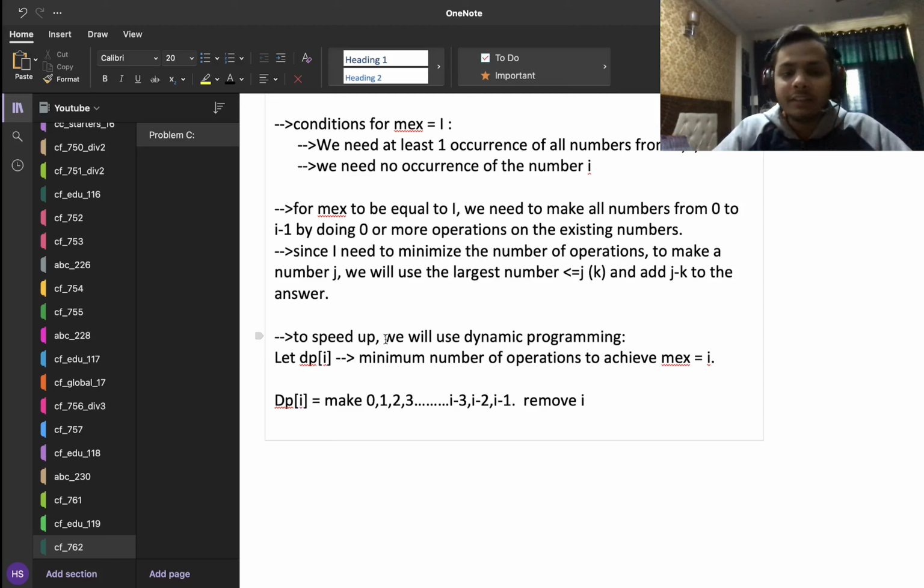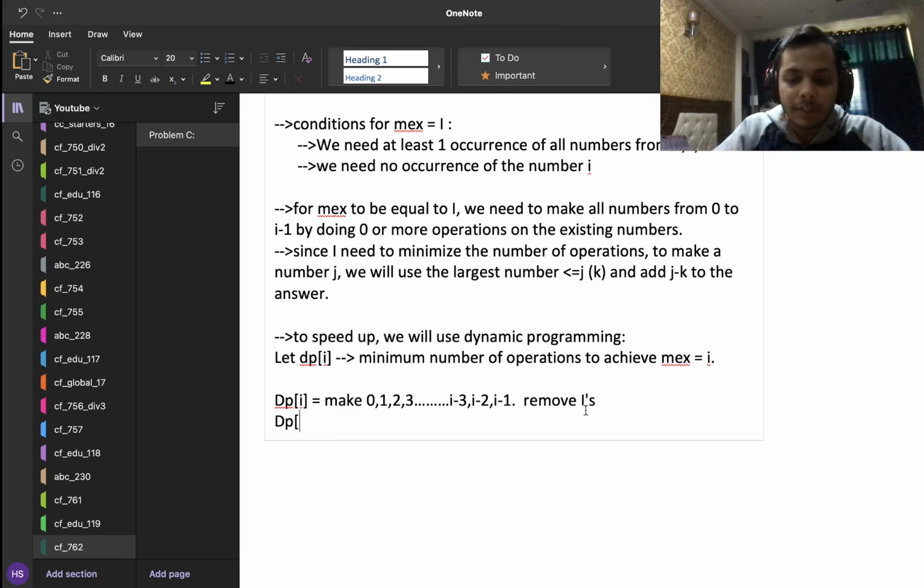If we do that, we will make the max equals to I, because we will make all the elements from 0 to I minus 1. Making an element means incorporating at least one occurrence of that element. So we will make all the elements from 0 to I minus 1 such that we have at least one occurrence of all those elements, and then we will remove all the I's that we have.